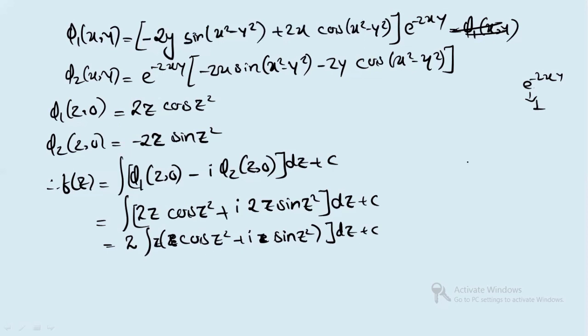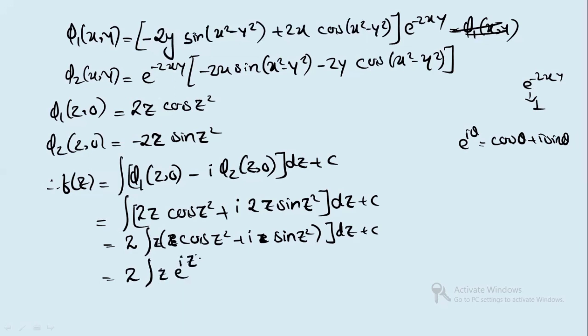Now, what you know is e to the power i theta equals cos theta plus i sin theta. This we have seen in the first lecture, so that only we will use here. We will write the integration, 2 is constant, and this is z times e to the power i z², dz plus c. Clear? So this is how you can do it.